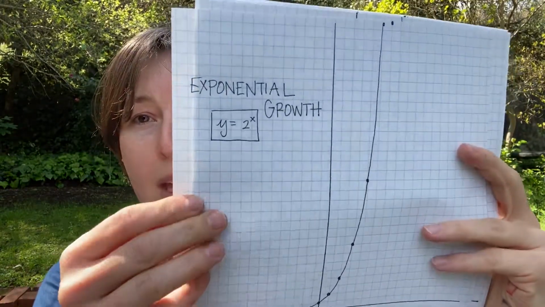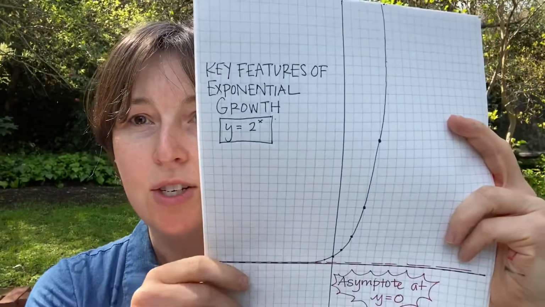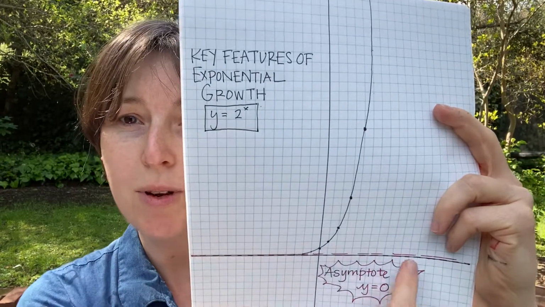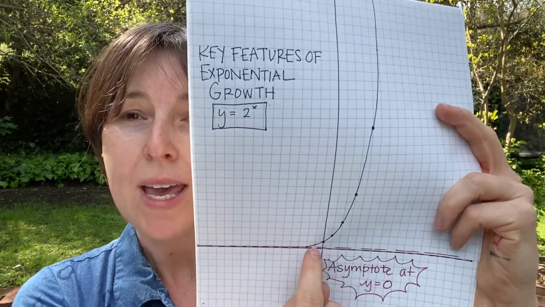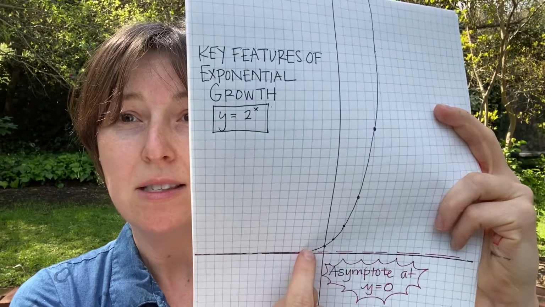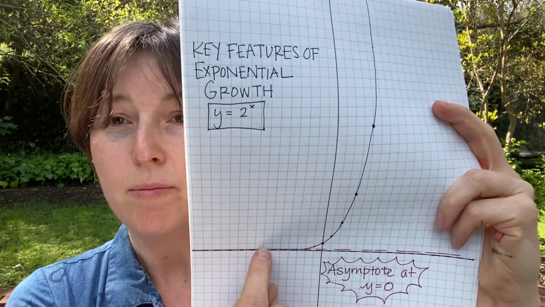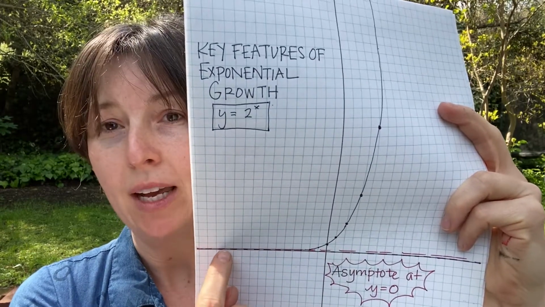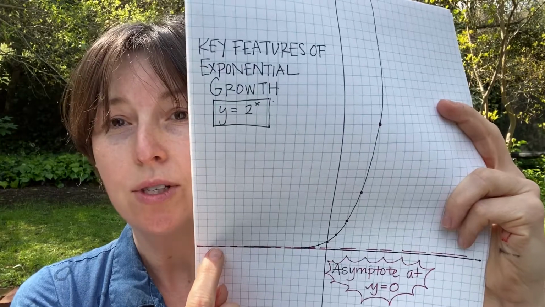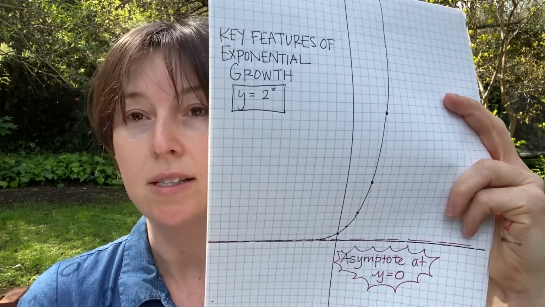Now, there are some key features to exponential growth. The first one you might notice is that as x gets to be a more and more powerful negative number, we get closer and closer to 0. So we have an asymptote at 0.